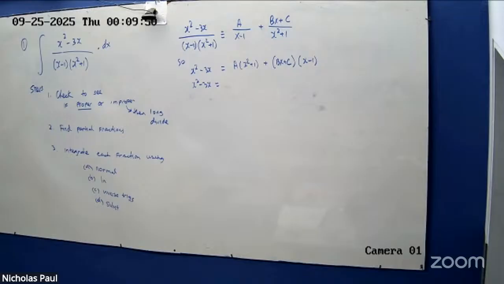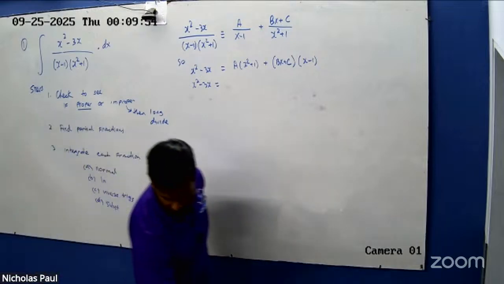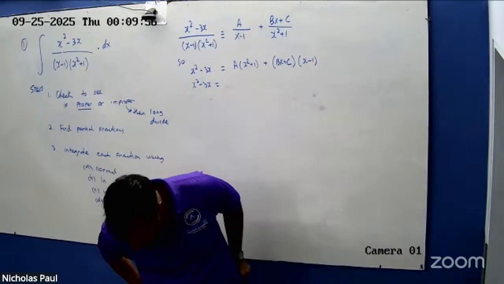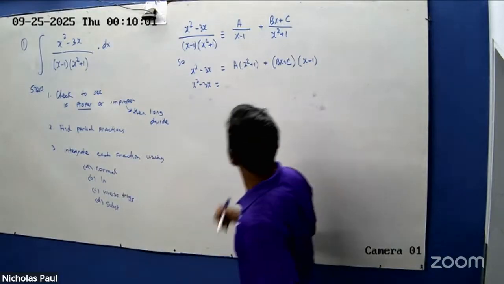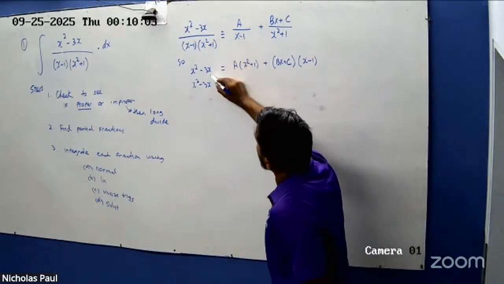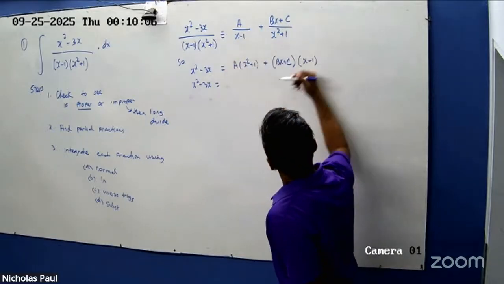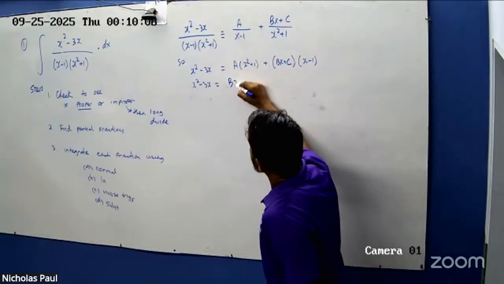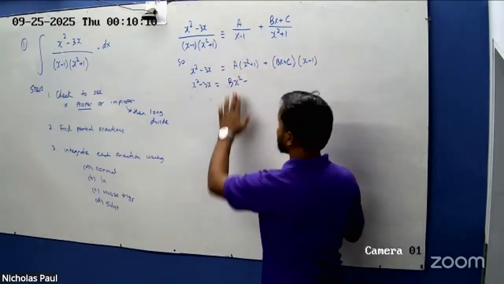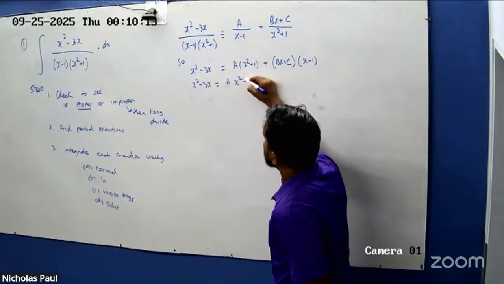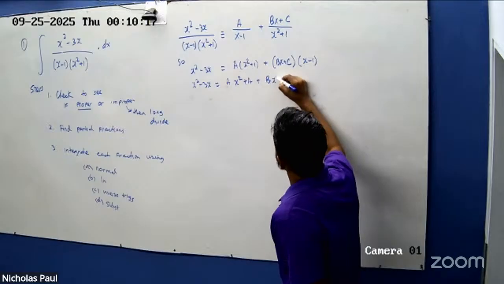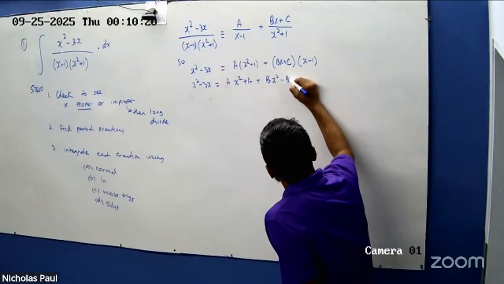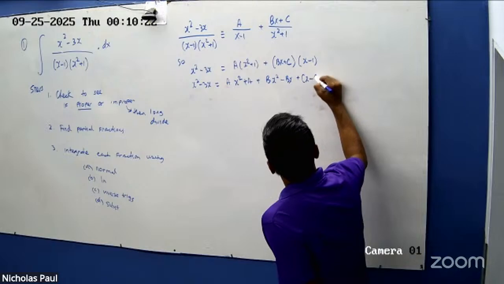So let's make sure I write it down correctly. More than likely, I write down the correct thing. I do the right thing here. Bx plus c, and a times x squared plus 1. Then I multiply this out. I'll get bx squared minus bx plus cx minus c.